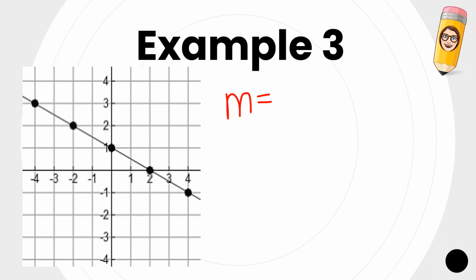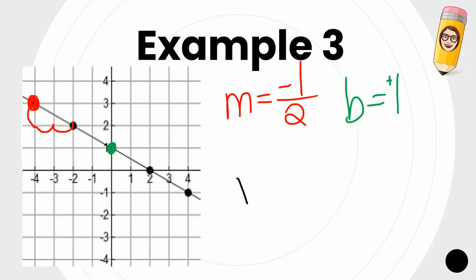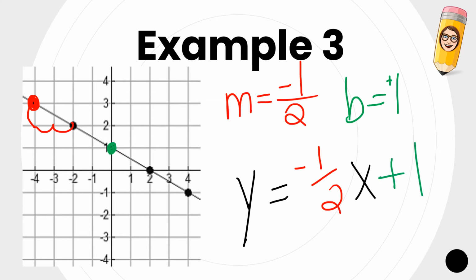M equals, let's start off with this one. I'm going to start at this dot. I'm going to rise 1. Notice I went down, so it's negative 1. I'm going to run to the right 2, so that's positive 2. B, I'm beginning at positive 1. Let's create our equation. Our slope is written in front of the x. Our b is added or subtracted at the end. Y equals mx plus b.